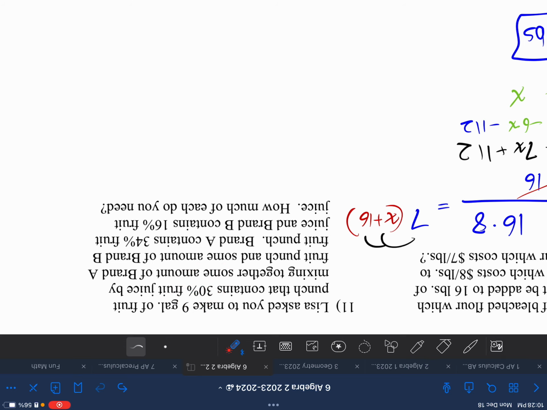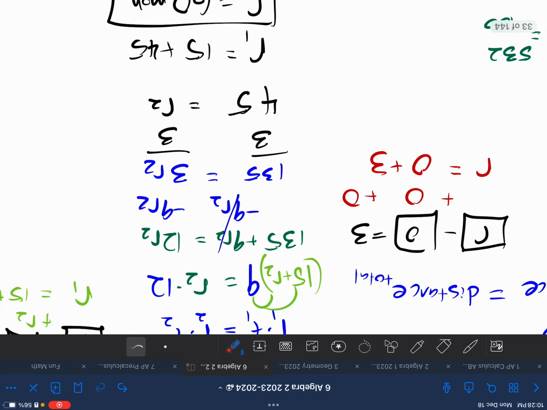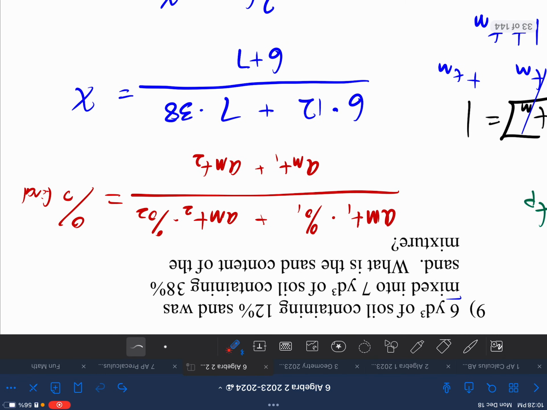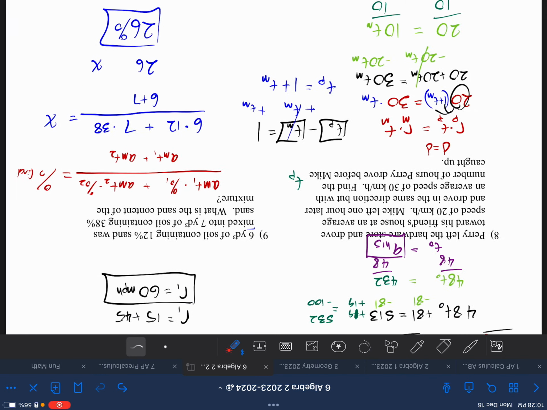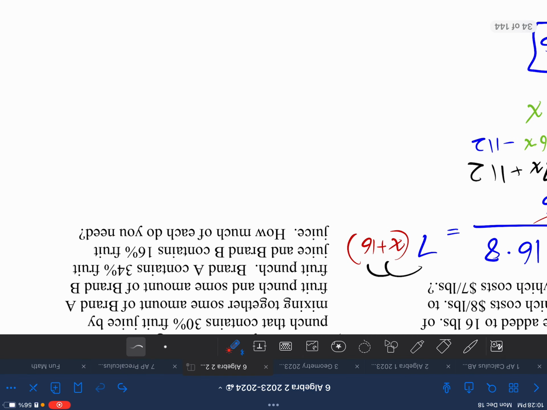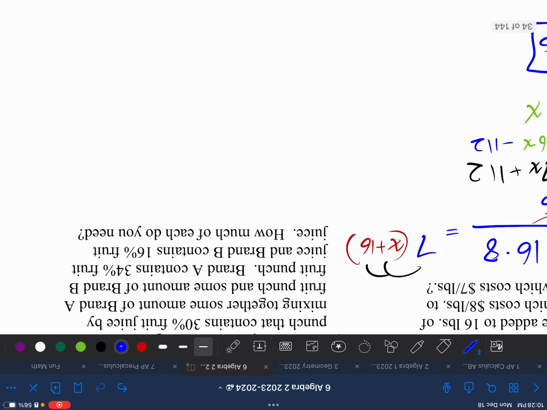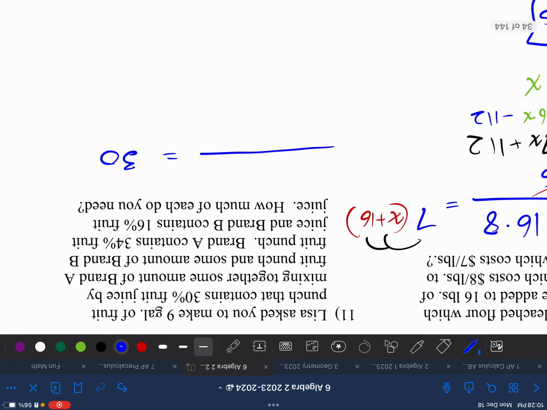Again, the equation that we had from before was final percent. So I'm seeing a final percent number already from our problem. The final percent is 30%. So I'm going to say over here it's going to be some sort of fraction, and that's going to be equal to 30%. So we have brand A, which is 34%, times some quantity that we don't know.